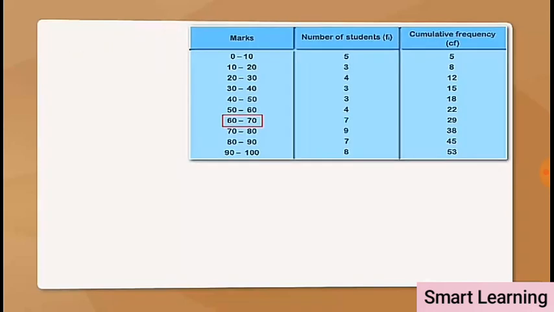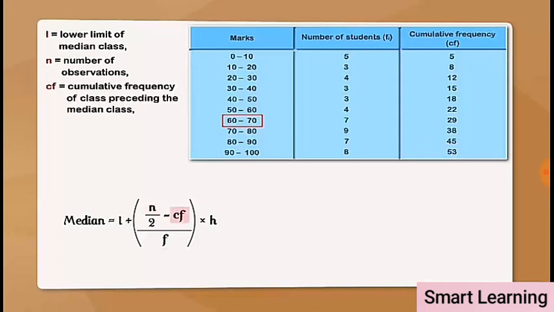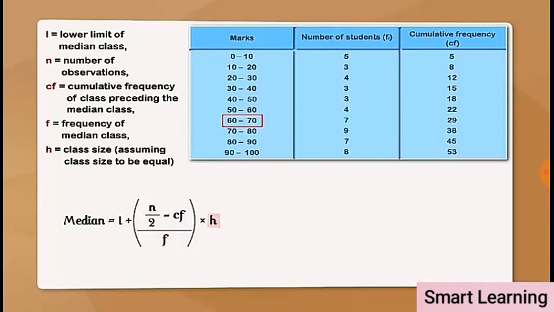After finding the median class, we use this formula for calculating the median. Median is equal to L plus ((n by 2 minus Cf) upon f) into h, where L is equal to lower limit of median class, n is equal to number of observations, Cf is equal to cumulative frequency of class preceding the median class, f is equal to frequency of median class, h is equal to class size, assuming class size to be equal.